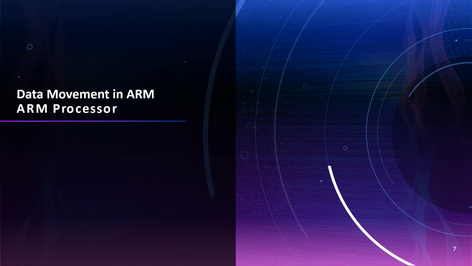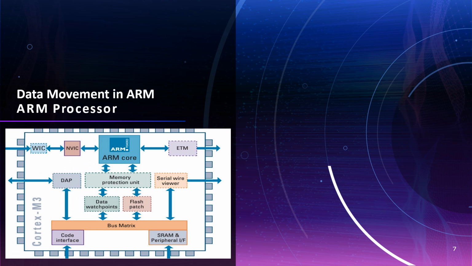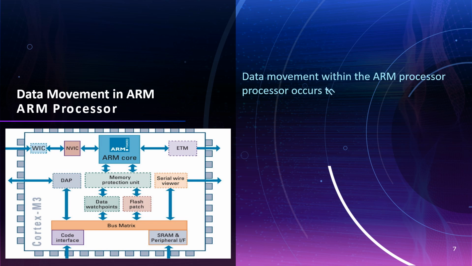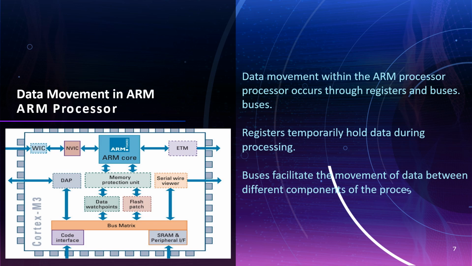Data movement in ARM processor. Data movement within the ARM processor occurs through registers and buses. Registers temporarily hold data during processing. Buses facilitate the movement of data between different components of the processor.